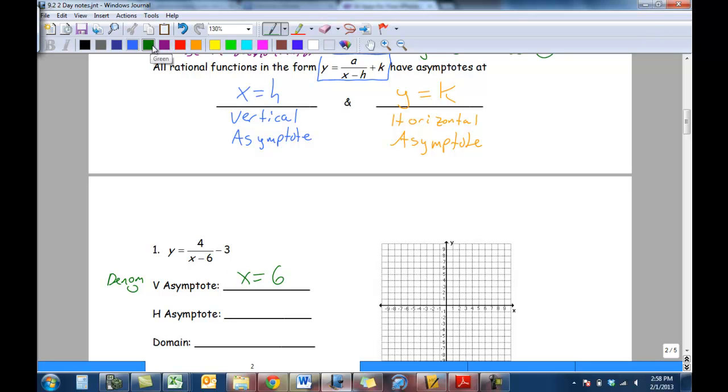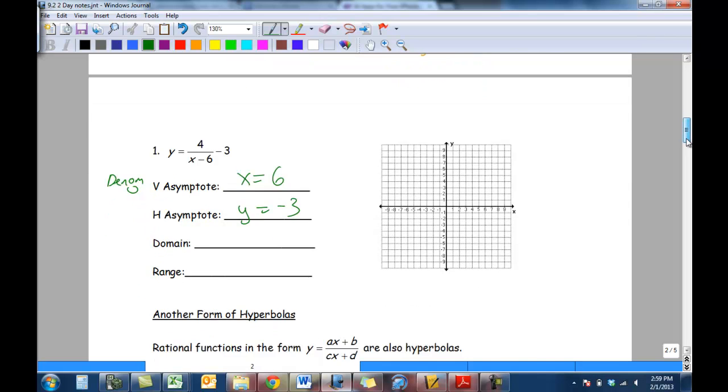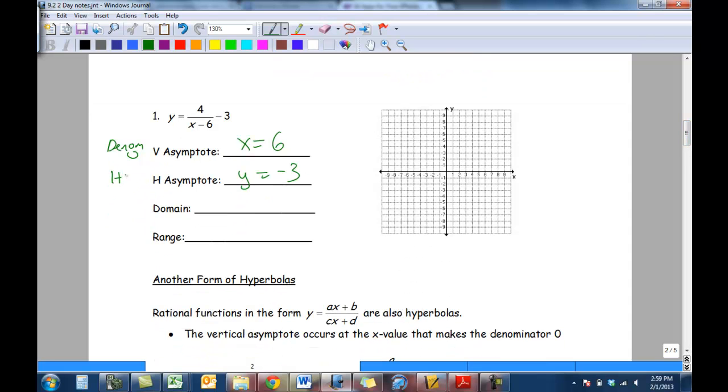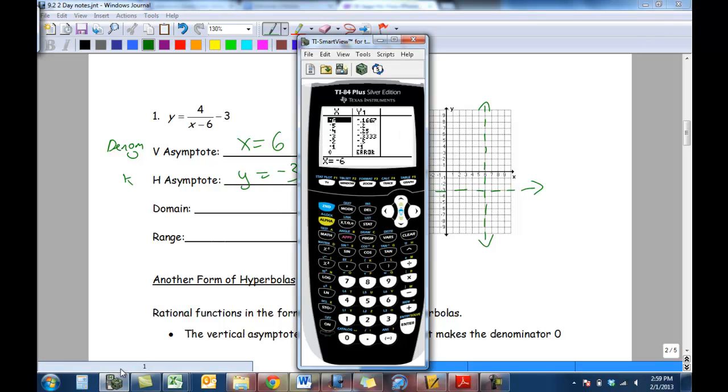Now the horizontal asymptote is plus k. So in this case, it's y equals plus k here is minus 3, so negative 3. All right, so we got our two asymptotes. The k gives us our horizontal asymptote. X is equal to 6. That's going to be a vertical line like this. And y is equal to negative 3. That looks like that. All right, now let's pull out our calculator and see what this looks like.